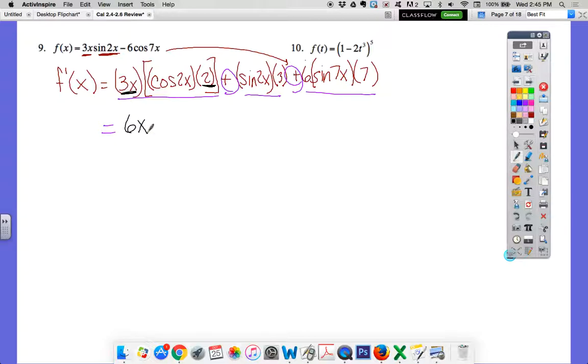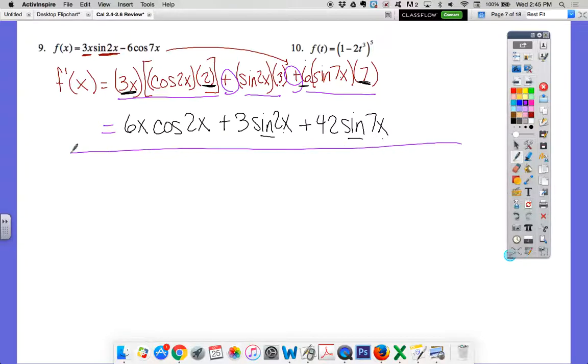So that's 6x cosine 2x. All right? And then the 3 is not part of your angle. Bring it out front. All right? And then on this one, you got your 6 and you got the 7. It's not part of the angle. The angle is only 7x. So that's going to give us 42 sine 7x. And none of the angles, even though these two are both sine, you cannot combine them because this one is 2x and that one is 7x, so you are stuck. Do not try to do anything. That problem is finished.